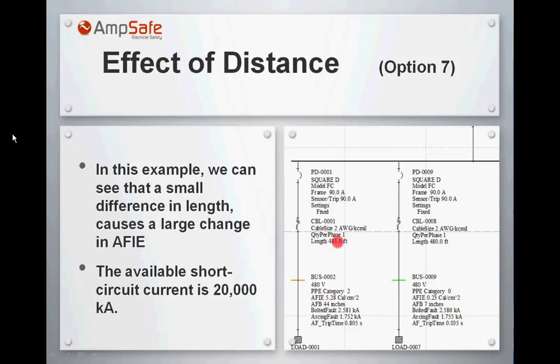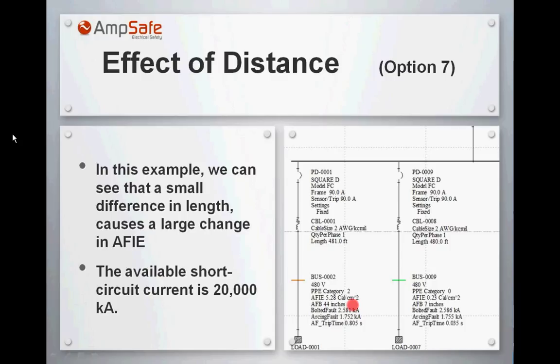Now, we perform the arc flash calculations, having both, of course, the same available short circuit current because they're connected to the same bus. At this bus that has 1 foot more, just a slight change, you have a category 2. You have 5.28 calories. And this circuit that has 1 foot less, 480, is a category 0, which is 0.23 calories per centimeter squared. That's a huge change for only 1 foot, correct?